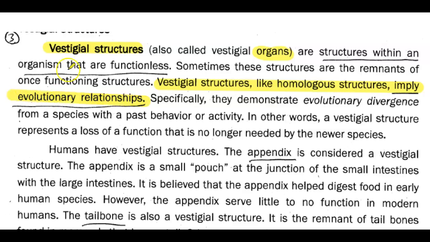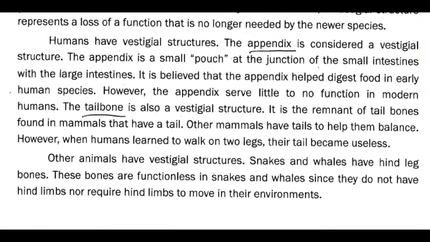Now, these vestigial structures do imply evolutionary relationships. What it shows is where we did divergence, which means splitting apart. Okay, so we have a body part that we don't need. We must have split apart from a different creature that did need that body part. Okay, so some examples of vestigial structures here.